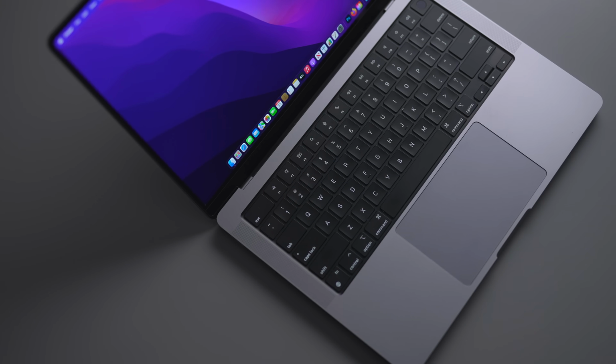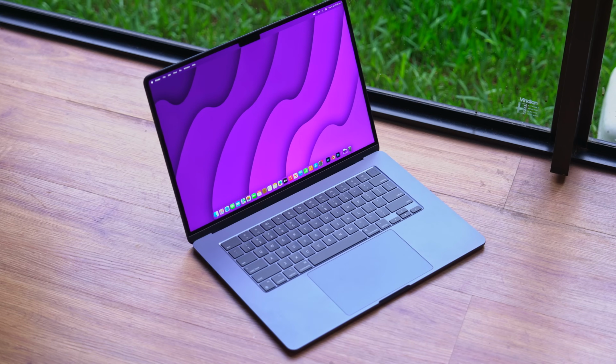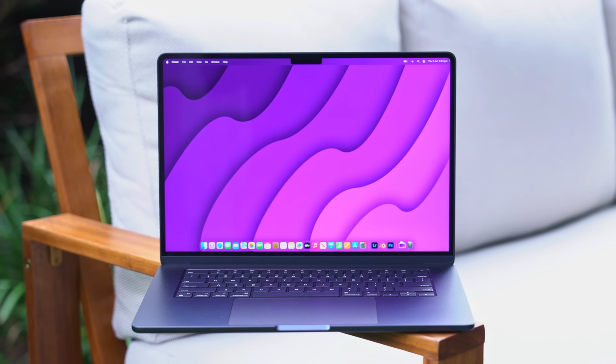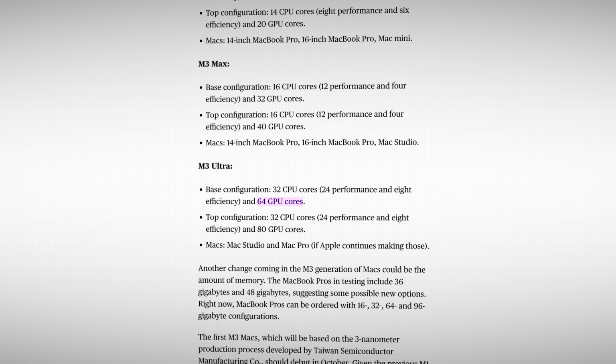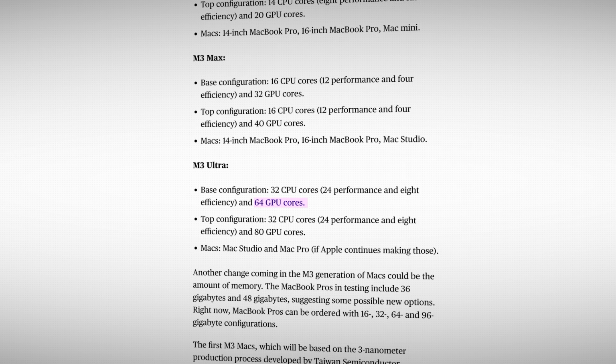Also, by the looks of it, the entry-level Macs won't see as big a jump in performance. I mean, you get pretty much the exact same number of cores. But oh boy, just look at the M3 Max and M3 Ultra. 64 GPU cores in the base model M3 Ultra. I mean, I cannot wait to see that in action.